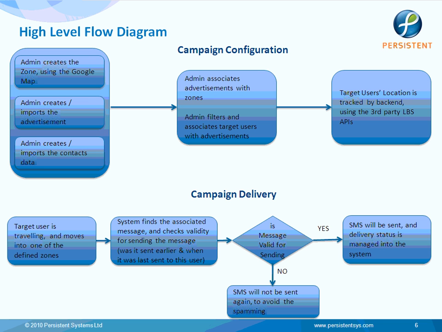Target user's location is tracked by using location-based API. This is the campaign delivery. Whenever the target user is traveling and moves into one of the defined zones, the system finds the set message and checks its validity, like, is it valid to send that message to the consumer at this point of time? If the message is valid for sending, it is sent. A duplicate message is not sent to avoid spamming. And if the message is valid, it is sent and the status is managed into the system. This was the flow diagram.